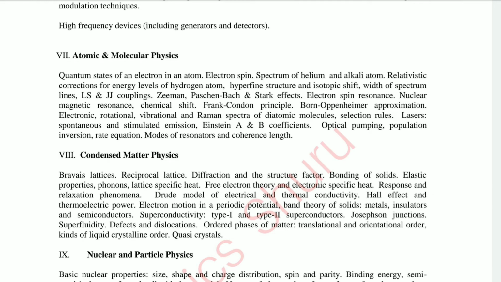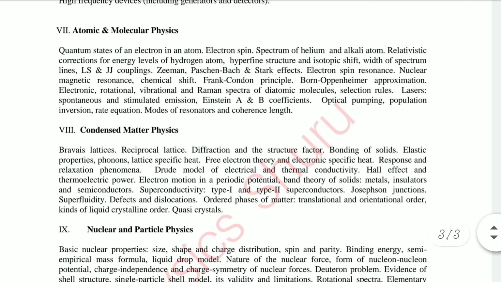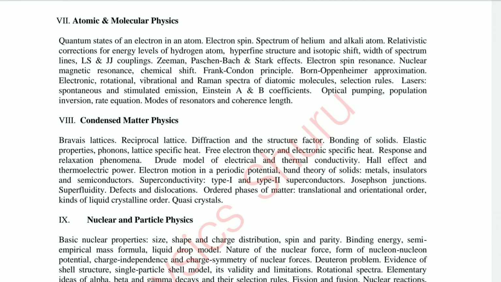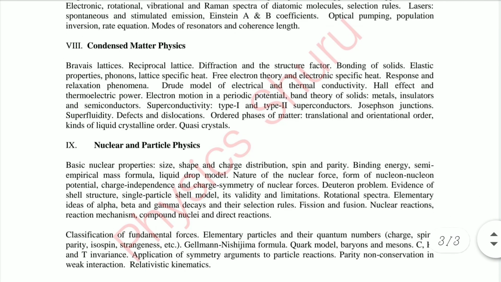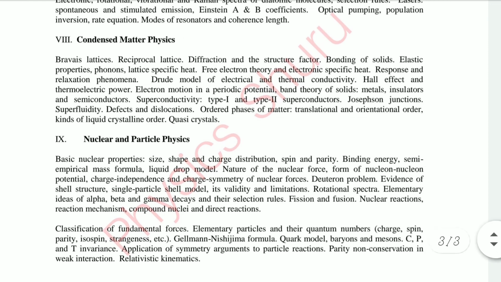Now in the 8th unit you have to read condensed matter physics. In this section you got Bravais lattice, reciprocal lattice, diffraction and the structure factor, bonding of solids, elastic properties, phonons, lattice specific heat, free electron theory and electronic specific heat, response and relaxation phenomena, Drude model of electrical and thermal conductivity, Hall effect and thermoelectric power, electron motion in a periodic potential, band theory of solids, metals, insulators and semiconductors, superconductivity type 1 and type 2, Josephson junctions, superfluidity, defects and dislocations, ordered phases of matter, translational and orientational order, kinds of liquid crystal order, quasi crystal.